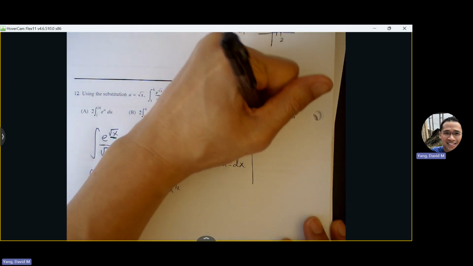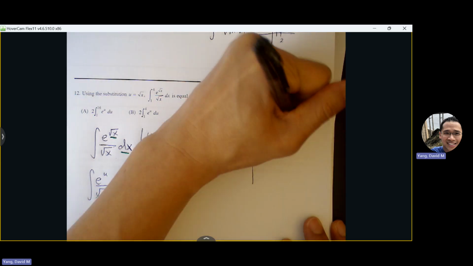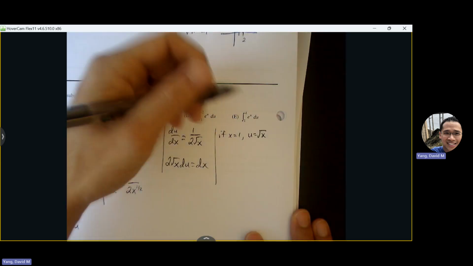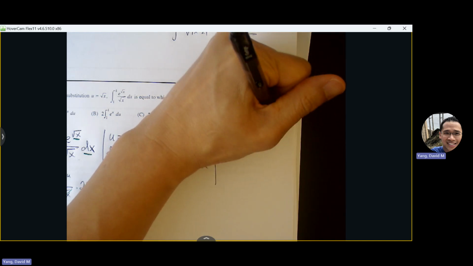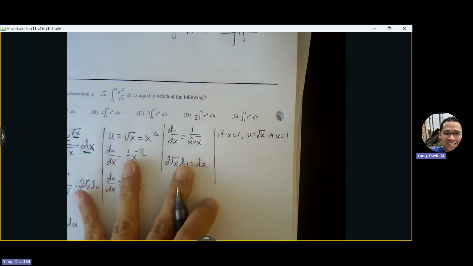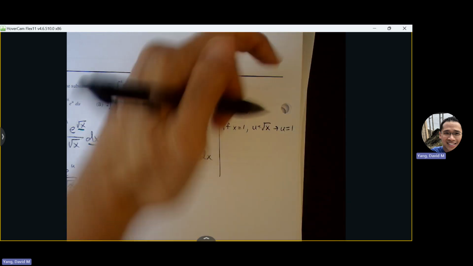So we can say if x is equal to 1 and the conversion for u equals root x, then I can put 1 in for root x, and I'm going to get u is equal to root 1, which is still 1. So in this case, my u value didn't change. My lower bound didn't change.